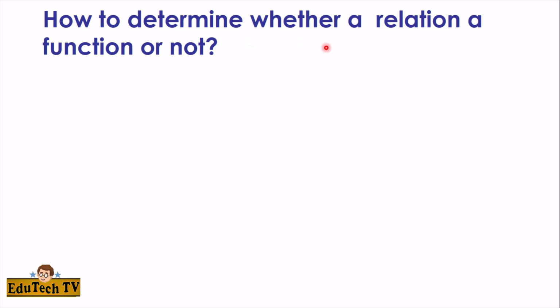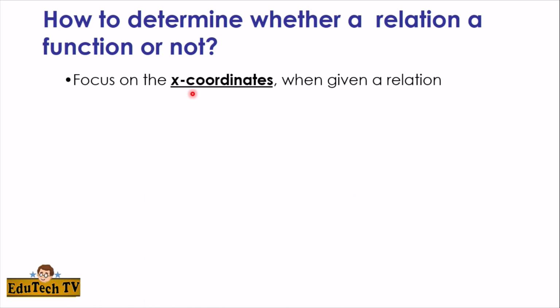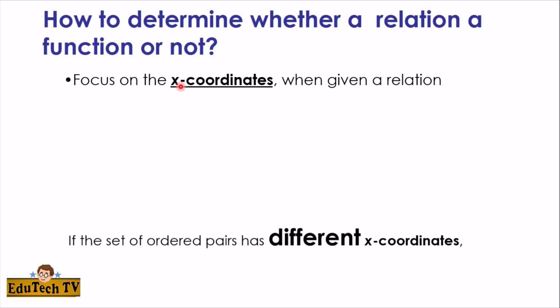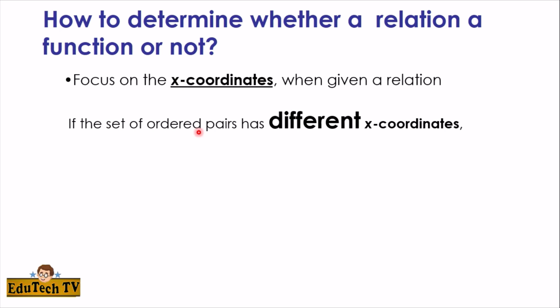Next, how to determine whether a relation is a function or not. So, lahat ba ng relasyon ay function? So, alamin natin. Focus on the x-coordinates. So, ibig sabihin, magpo-focus lang tayo doon sa domain. Next, if the set of ordered pairs has different x-coordinate, ibig sabihin, magkakaiba yung values ng x natin, then masasabi natin na isa siyang function.